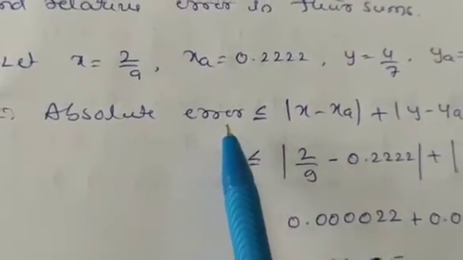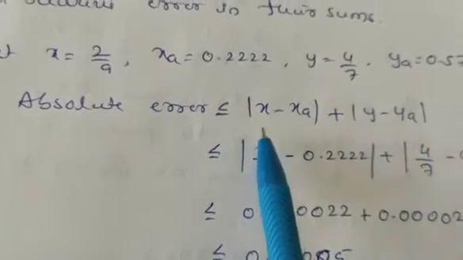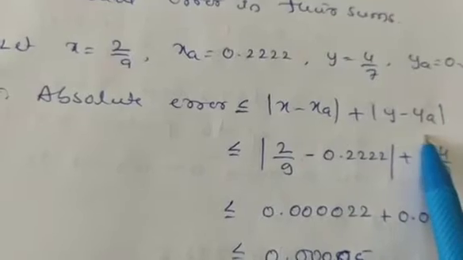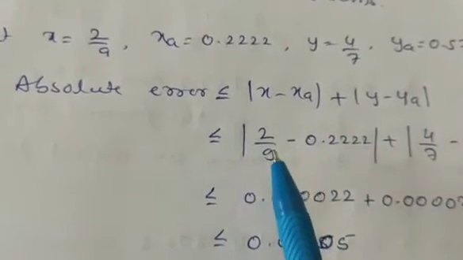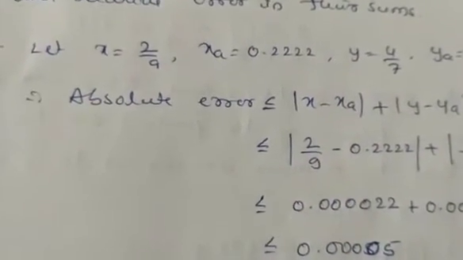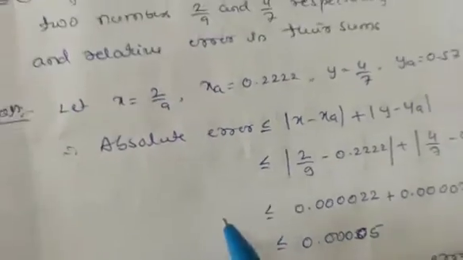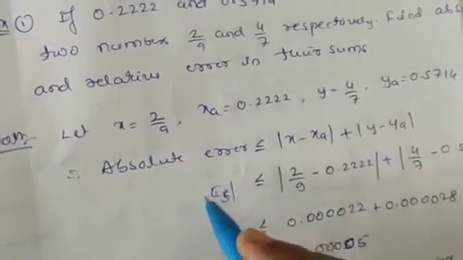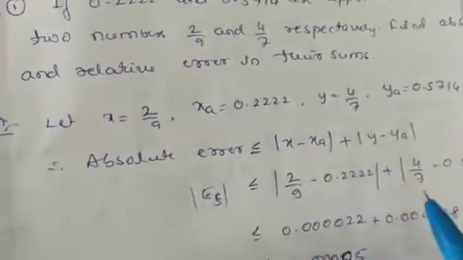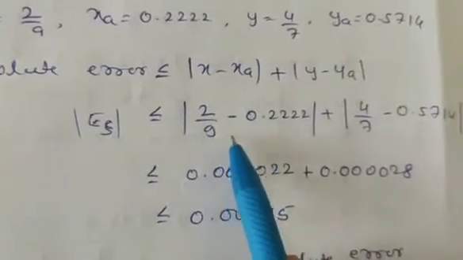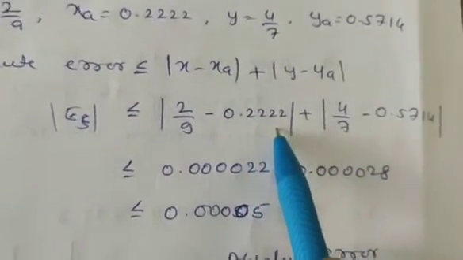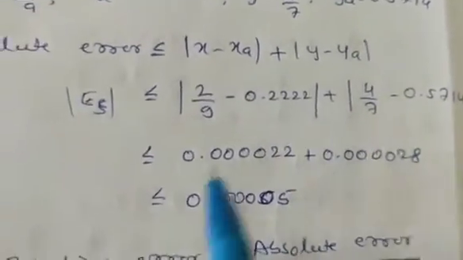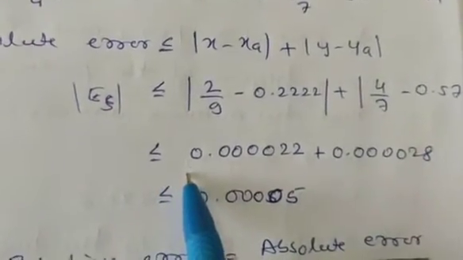So now the absolute error. We know the absolute error is less than or equal to mod of x minus xa plus mod of y minus ya. That is the absolute error in the sum, here ES. So mod of ES is less than or equal to mod of 2 by 9 minus 0.2222 plus mod of 4 by 7 minus 0.5714.